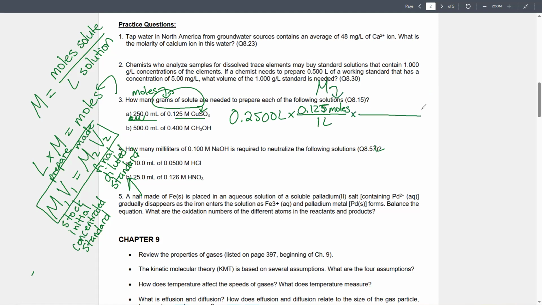And now I just need the molar mass of copper sulfate. I will add that up. I have 1 copper, plus 1 sulfur, plus 4 oxygens. Okay, so that's 159.6016. I'm using a periodic table that's extra and it has 4 decimal places. So liter goes away, moles goes away, and I'm left in grams of copper sulfate.